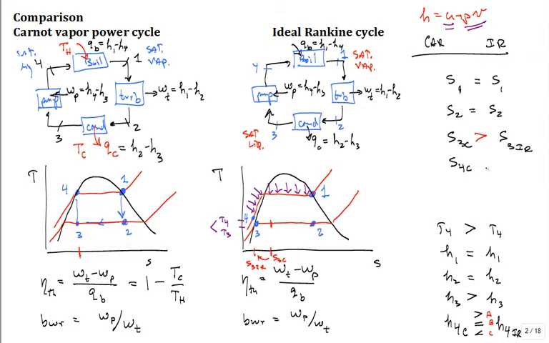S4 Carnot versus S4 ideal Rankine. Greater, equal, less? Answer A, B, or C. And I start now. Now we're looking at the entropy at state 4, the Carnot versus the ideal Rankine. Which one is greater entropy? Or are they the same entropy? All right, ready to take a look?